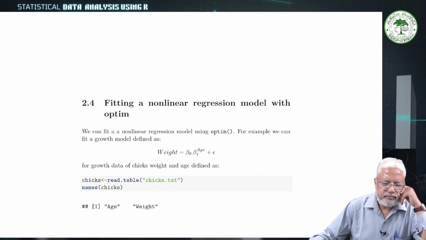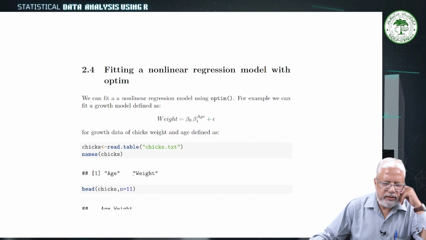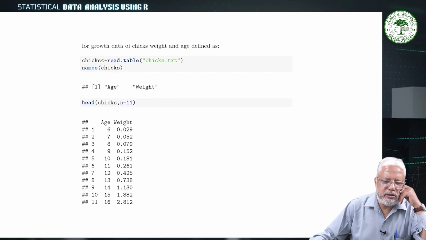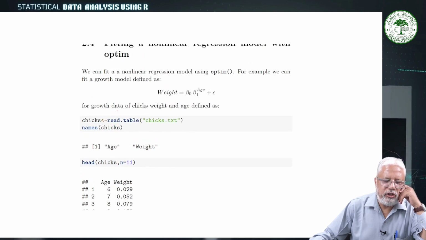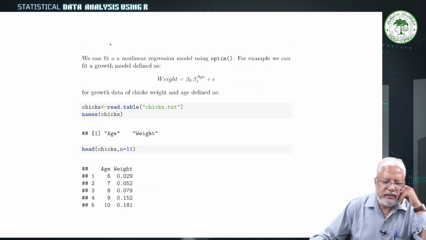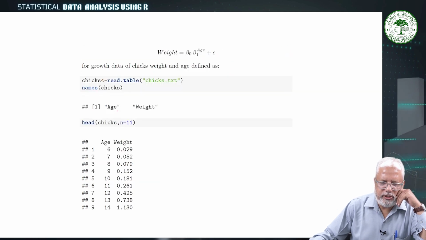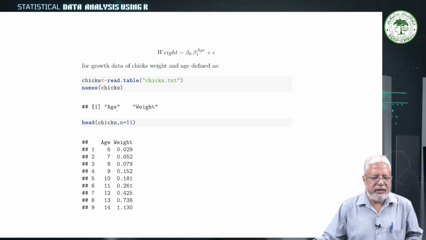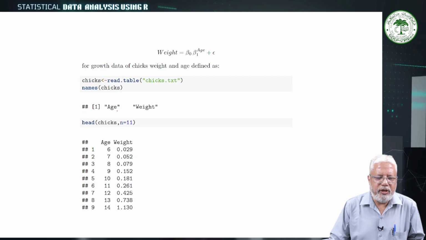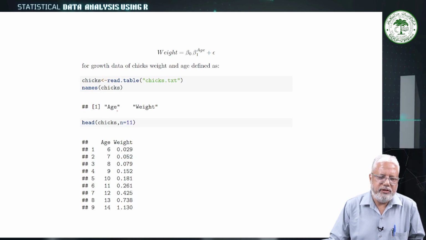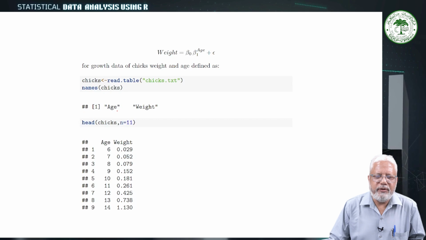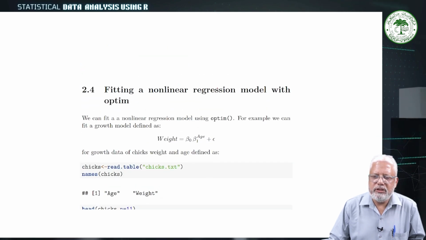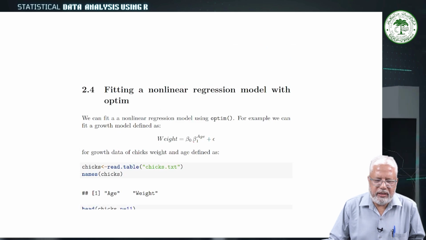Actually, this data on age and weight has been discussed by the great authors of statistical analysis, Snedecor and Cochran. They have given this data set in their great book on statistical methods. I have taken this data from there, and they have fitted a linear model, but here we are using the optim function to fit the same data.